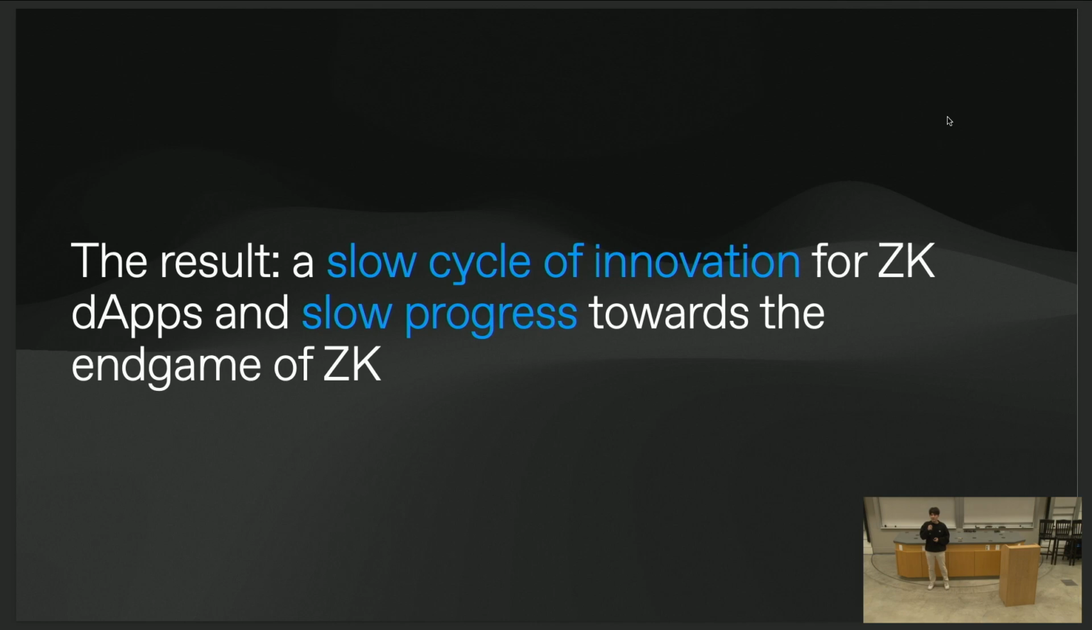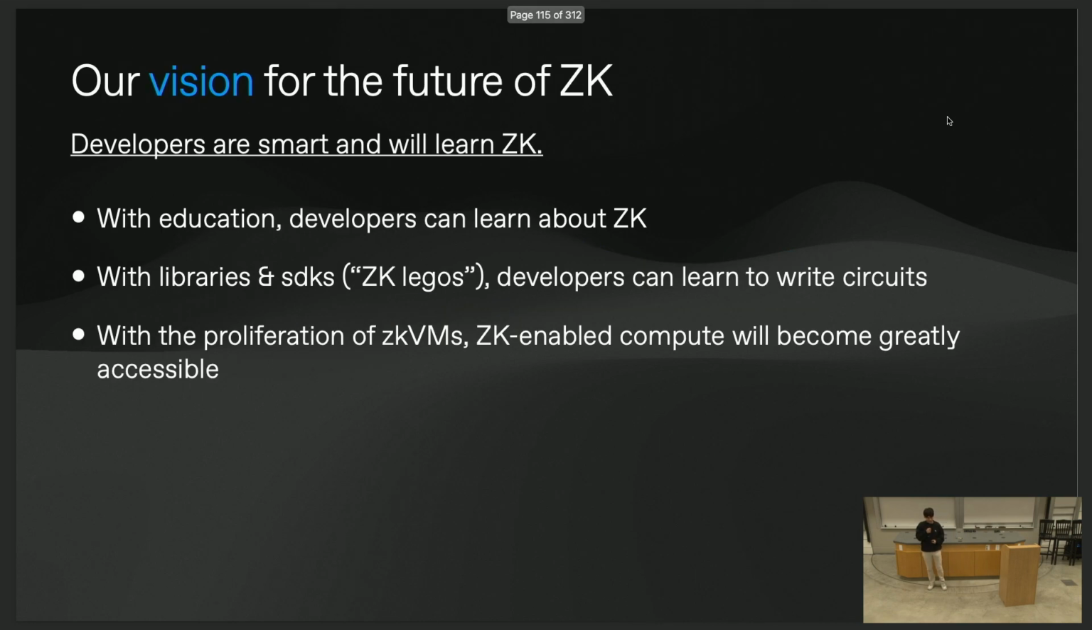So at Succinct, we've been thinking a lot about this, and we have an alternative vision for ZK that we think is possible. Our vision for the future of ZK is that developers will be smart enough to write their own ZK circuits. There's going to be a lot of need for education for developers to understand these new ZK concepts, such as proofs and verifiers. But on the programming level, with circuits and SDKs and the proliferation of ZK VMs, we think that ZK-enabled compute will become greatly accessible.